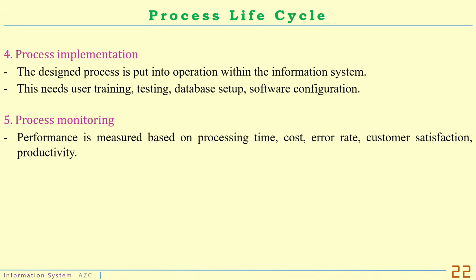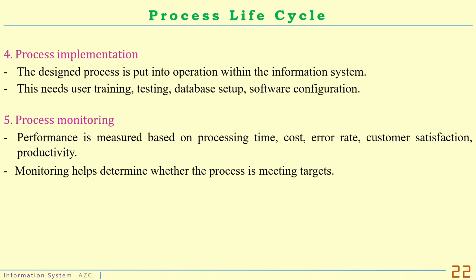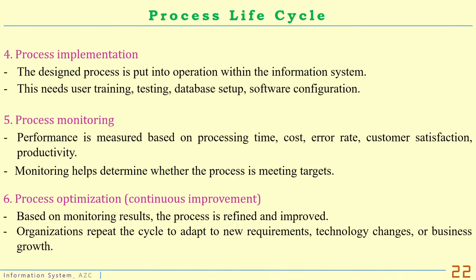Process monitoring. Performance is measured based on processing time, cost, error rate, customer satisfaction, productivity. Monitoring helps determine whether the process is meeting targets. Process optimization. Continuous improvement. Based on monitoring results, the process is refined and improved. Organizations repeat the cycle to adapt to new requirements, technology changes, or business growth.